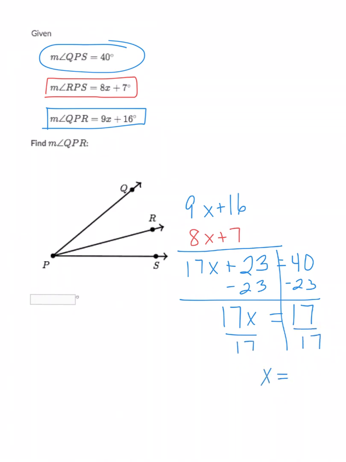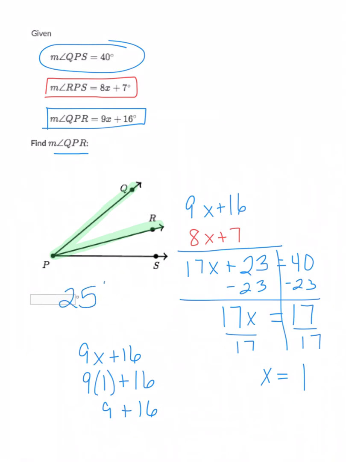and x equals 1. Now all I found was x equals 1. I have to go in and find QPR. Now QPR is this angle, which was 9x plus 16. So I'm going to go back here, and I'm going to write 9x plus 16, and I'm going to replace x with 1. Well, 9 times 1 is 9, plus 16 is 25. So my final answer that goes in here is going to be 25 degrees.